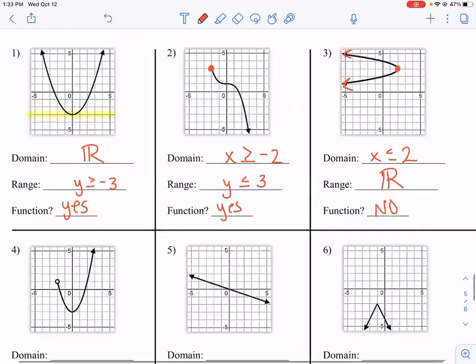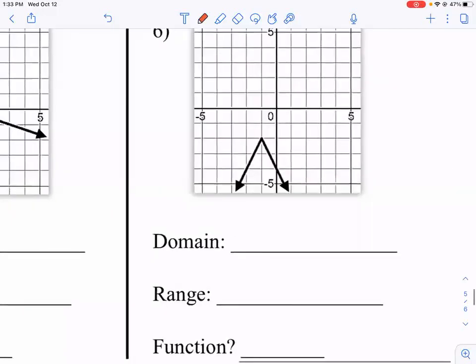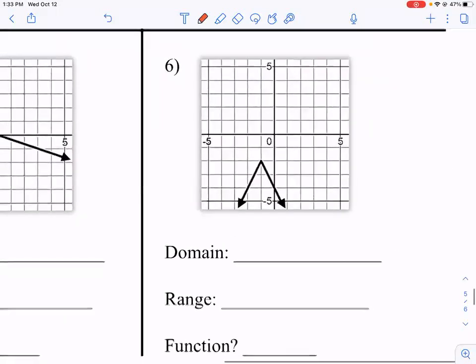How about you try number 6 for me? Number 6 has a similar shape to one that we talked about. Just try number 6. I will give you a hint that one of them is all real numbers and one of them is not.